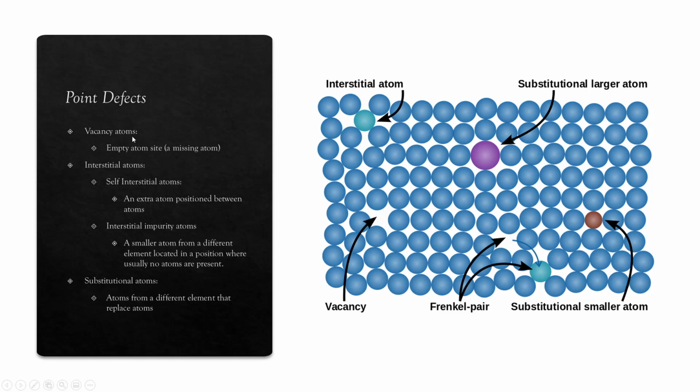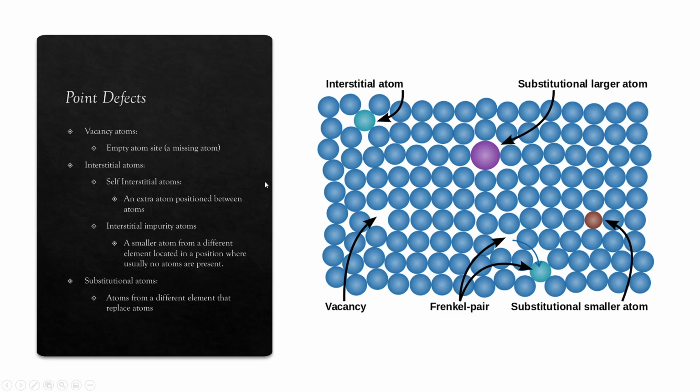So we have vacancy atoms. That's the first type of point defect, and this basically means there's an empty site in the crystal. There's supposed to be an atom, but it's empty, causing deformation around that site.